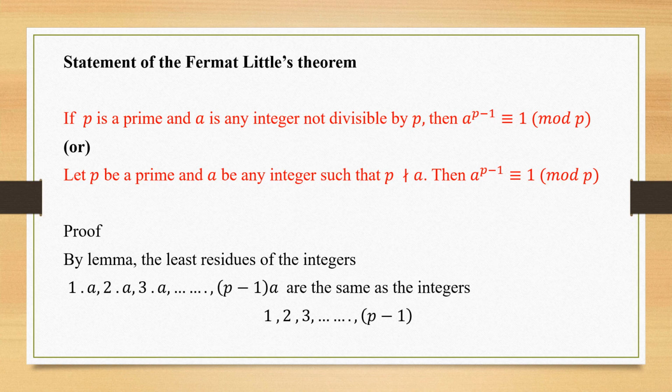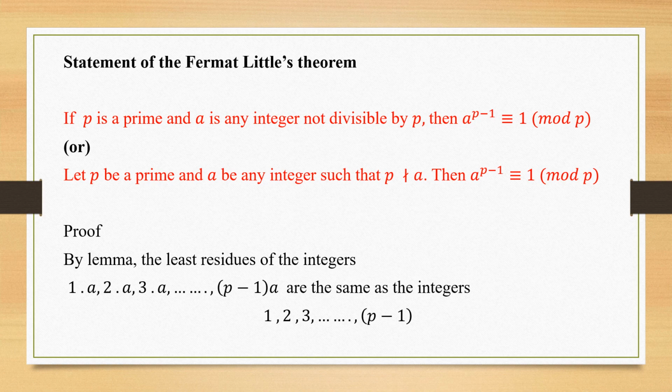So now we move on to the statement of Fermat's Little Theorem. If p is a prime and a is any integer not divisible by p, then a to the power p minus 1 is congruent to 1 mod p. This statement can also be written as: let p be a prime and a be any integer such that p does not divide a, then a to the power p minus 1 is congruent to 1 mod p.